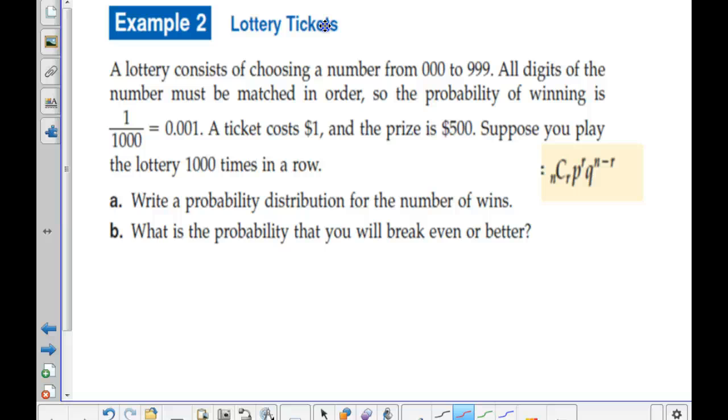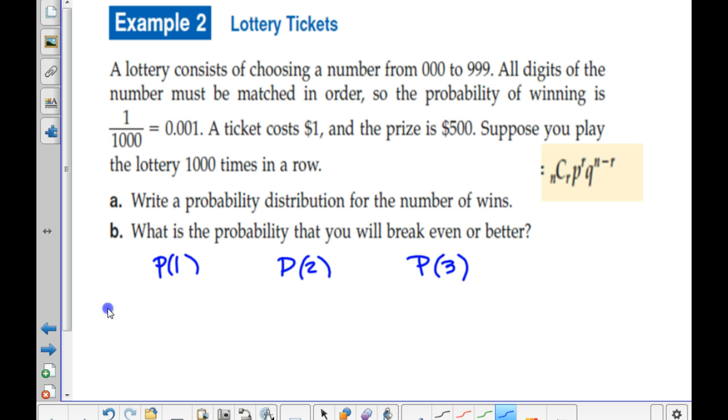All right. Suppose you play 1,000 times in a row. We're supposed to write a probability distribution. So what's the probability that you win once? What's the probability that you win twice? What's the probability that you win 3 times? We're not going to do this out to 1,000 because pretty soon it's going to be 0.